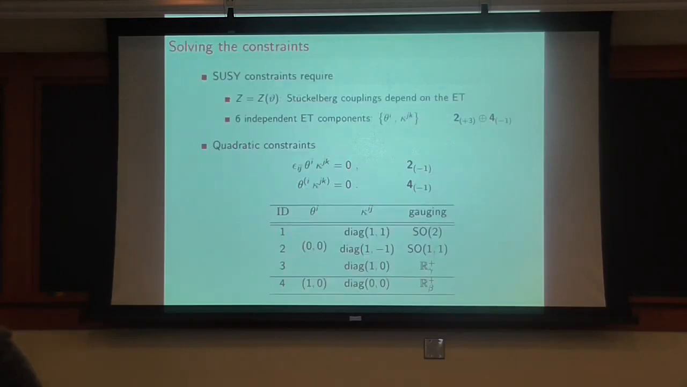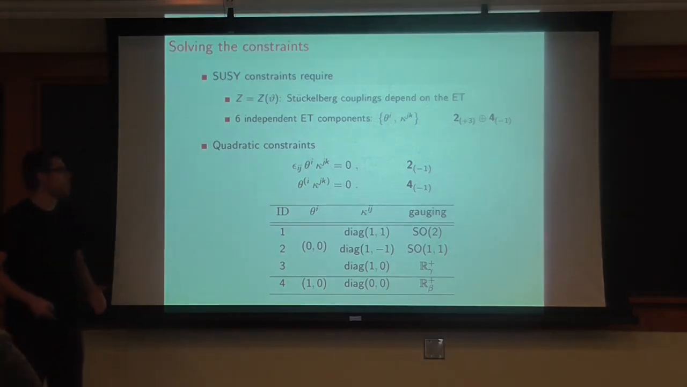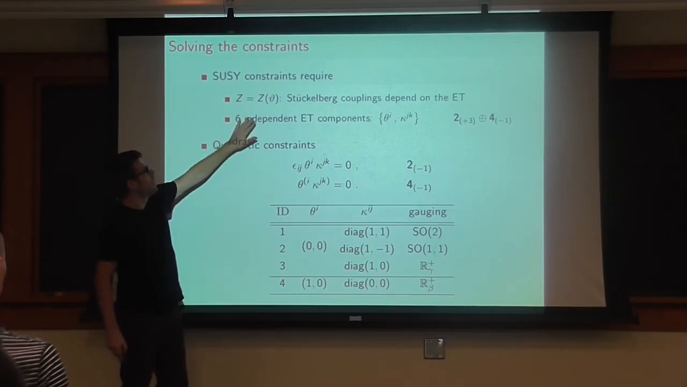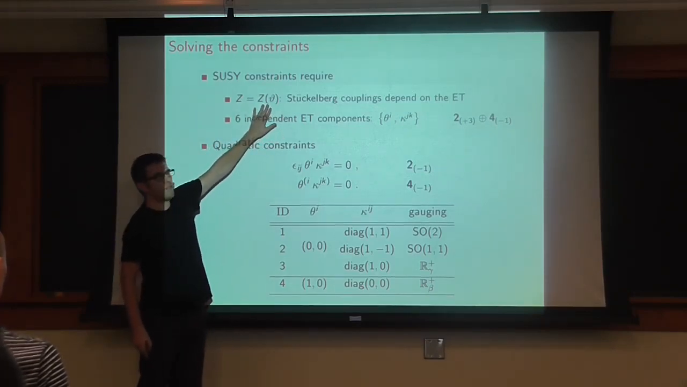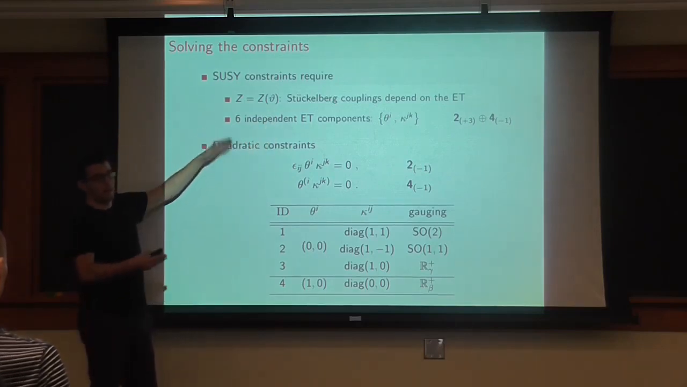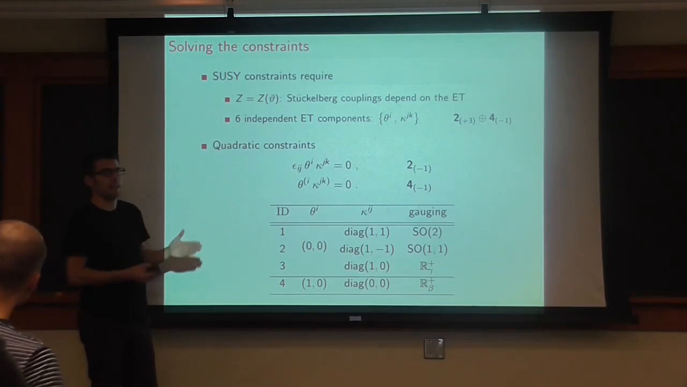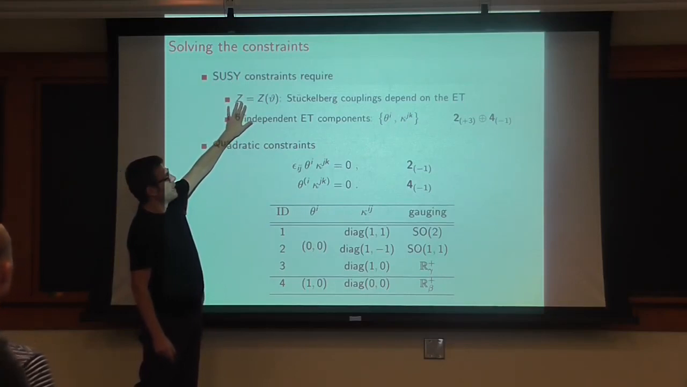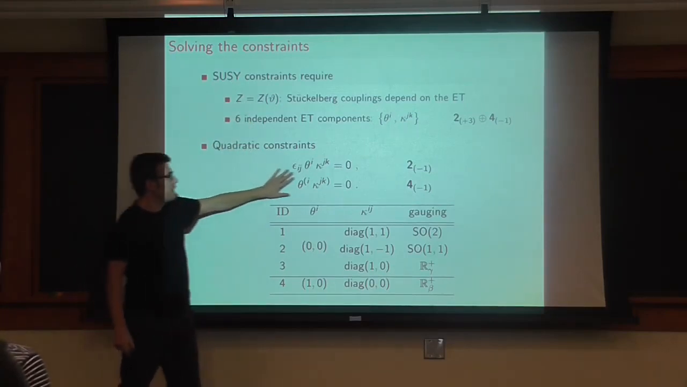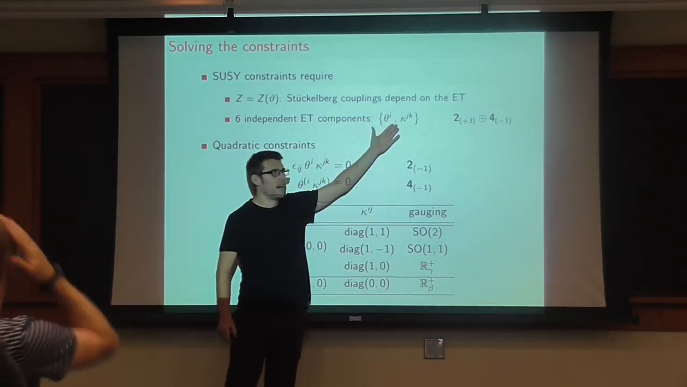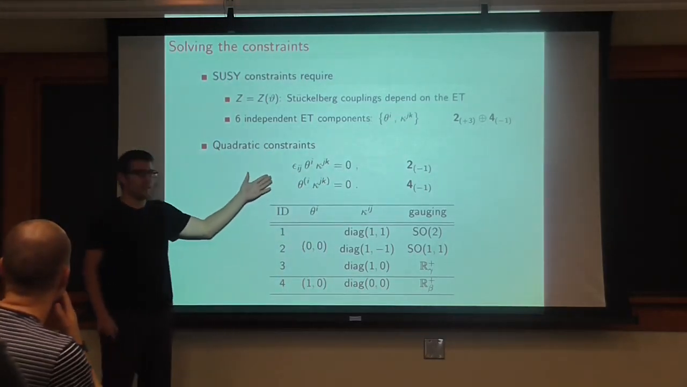So when we solve the supersymmetric constraint, the linear constraints that supersymmetry imposes, in this case we see that the Stückelberg coupling can be written in terms of the embedding tensor. This is not general. This happens in this case, but it doesn't have to happen in general. Okay, once we solve the linear constraint, we are left with this quadratic constraint. These are the components of the embedding tensor that are left, and these are the quadratic constraints that are satisfied.